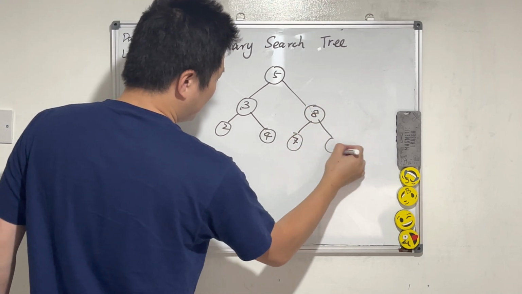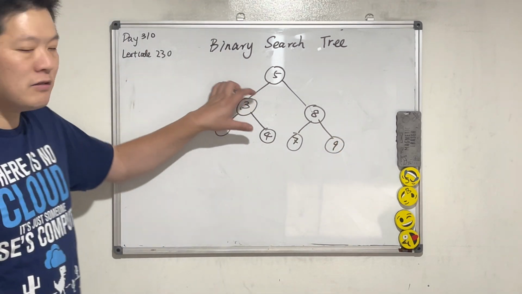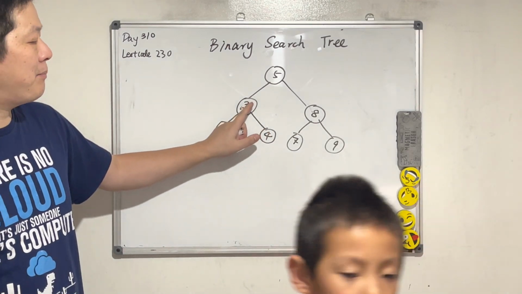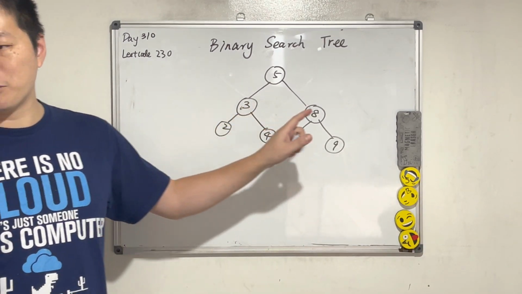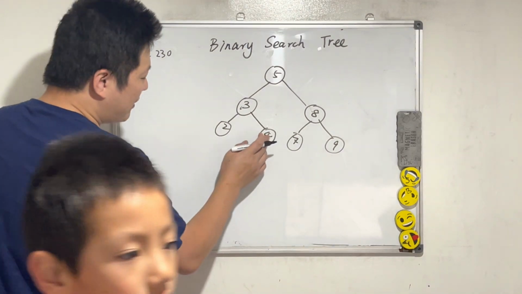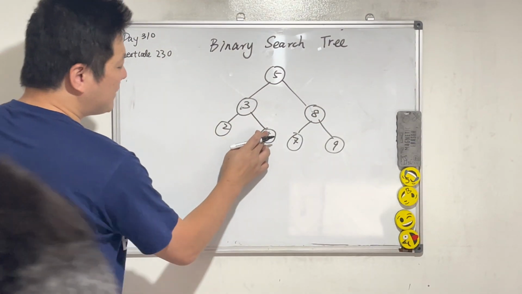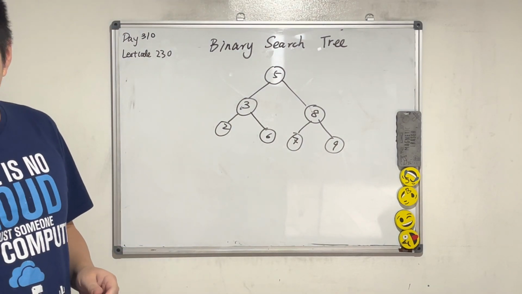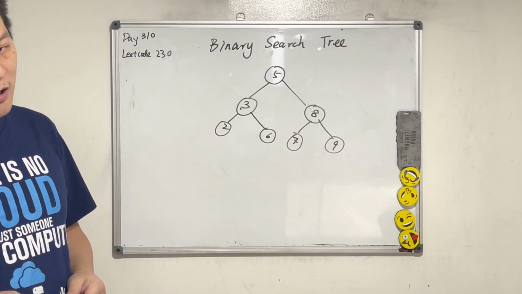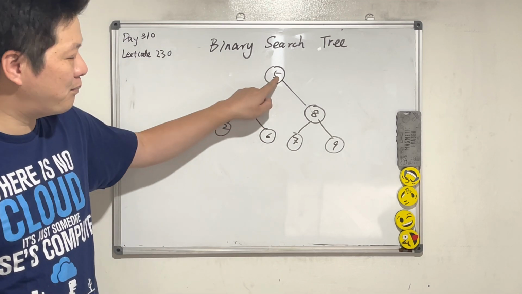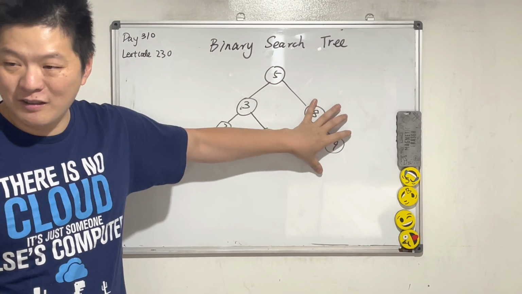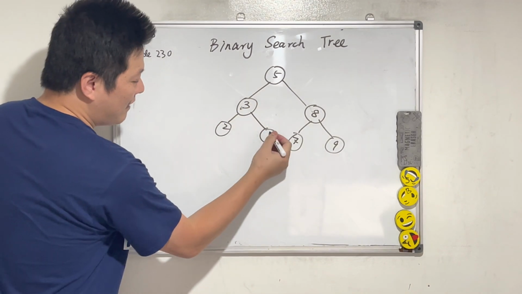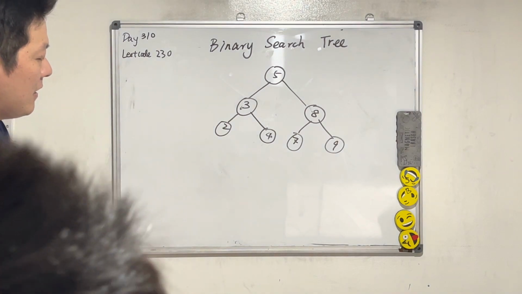So this is the binary search tree. The left nodes are strictly smaller than the parents. The right nodes are strictly bigger than the parents, so there are no duplicate numbers. If this number is 6, is this still a binary search tree? No, it's not, because 6 is bigger than 5, it should be on the right tree. So that's why I said strictly smaller.